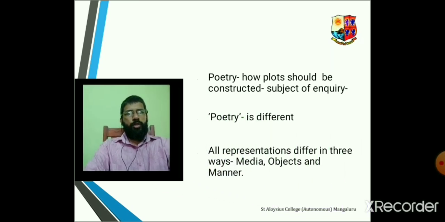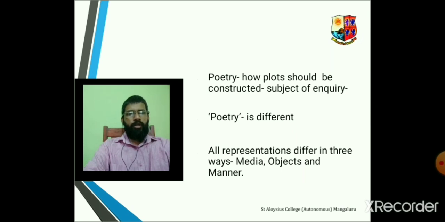When we begin to look at some of the ideas of Aristotle, let's begin with the subject of inquiry of poetry. So he says the subject of inquiry of poetry should be construction of plots, or how a storyline is constructed, how a story is built. That should be the inquiry of poetry.